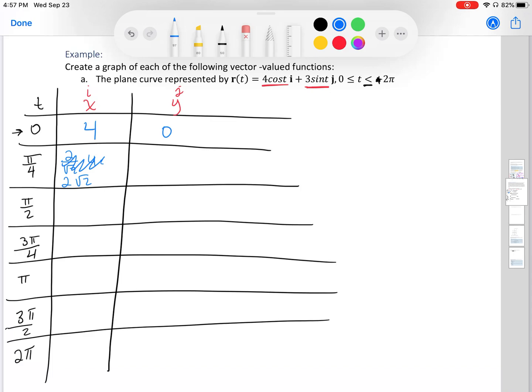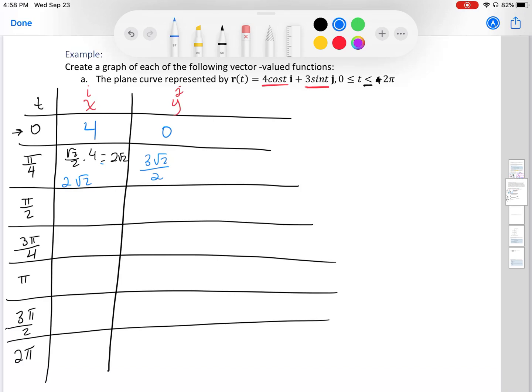All right. And when you plug in pi over 4 for 3 sine of t, you'll get 3 square root of 2 over 2. Now remember, that's going to linger in my head. So this work for this is square root of 2 over 2 times 4. You get 2 square root of 2. There we go.